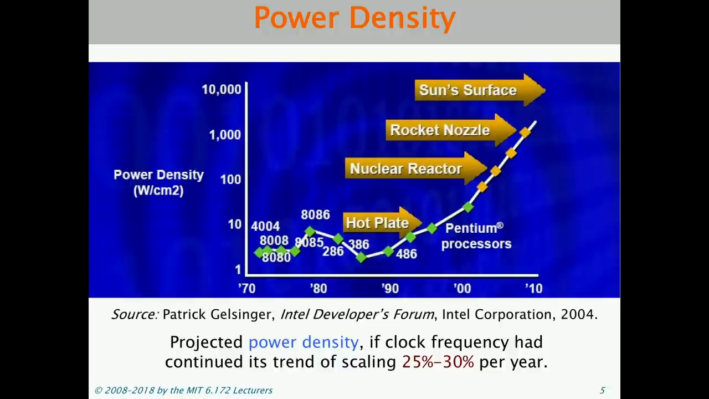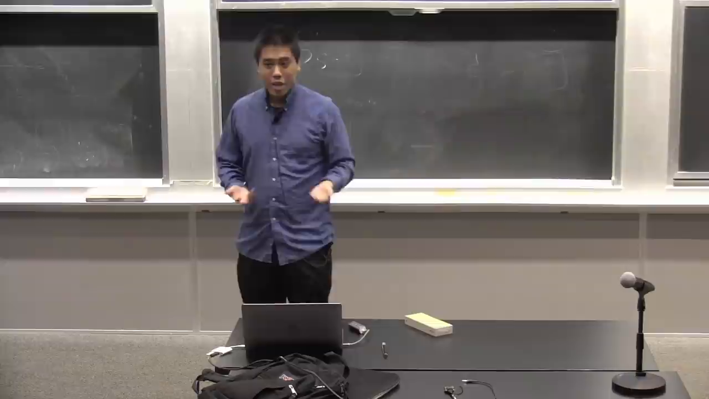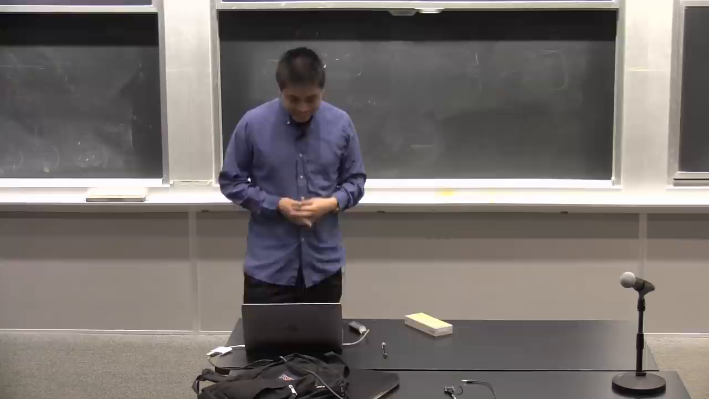And then it reaches the power density of a rocket nozzle, and eventually you get to the power density of the sun's surface. So if you have a chip that has a power density equal to the sun's surface, well, you don't actually really have a chip anymore. Right, and so basically if you get into this orange region, you basically have a fire and you can't really do anything interesting in terms of performance engineering at that point.